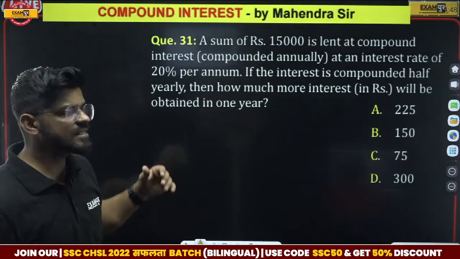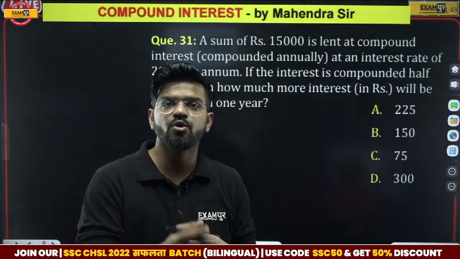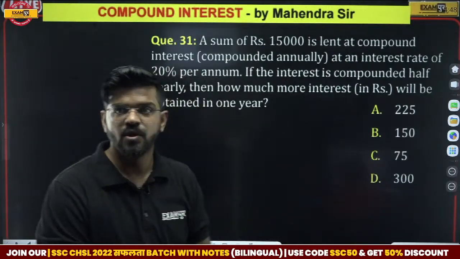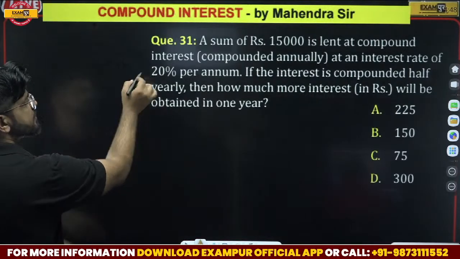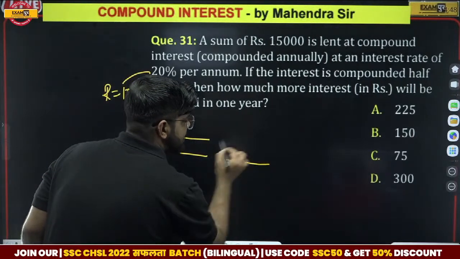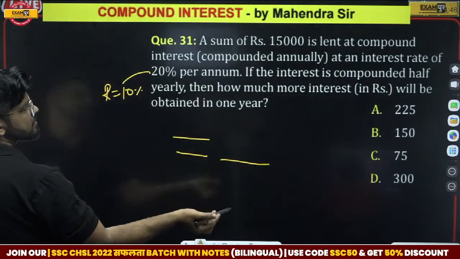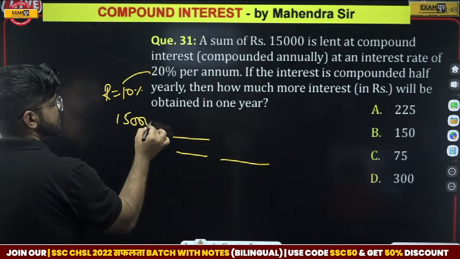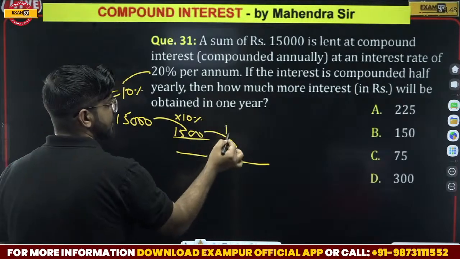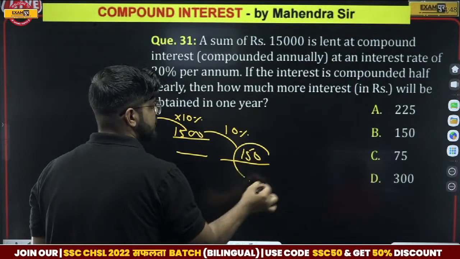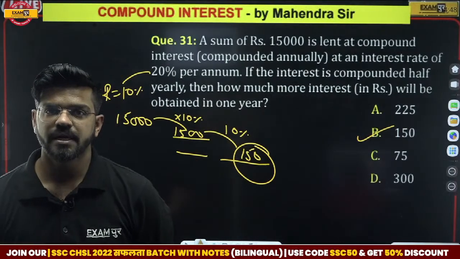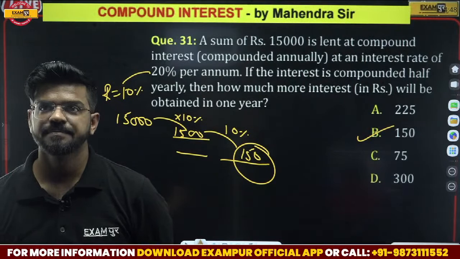Another name for difference is how much more or how much less. Simple. So the same thing we are going to do here. Rate is 10%. We have to calculate this slab. It is very simple. 10% of 15,000 is 1500. Again 10% of this is 150, and this is my answer. Is it 150? Yes. Finished. Bye bye.